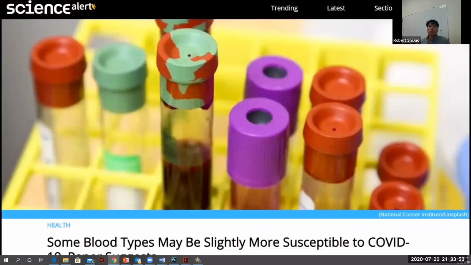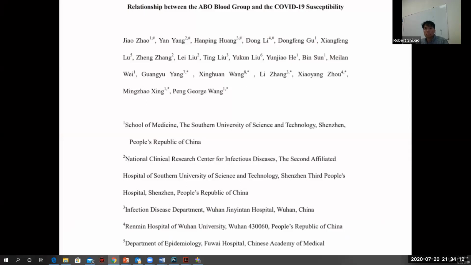You may remember back in March of 2020, there was some stir about the different blood types and whether or not the blood types would lead to a prognosis in terms of getting the COVID-19 infection, hospitalization, or even death. This is the study, and it actually came out of China. And let's take a look at some of the numbers that they found.